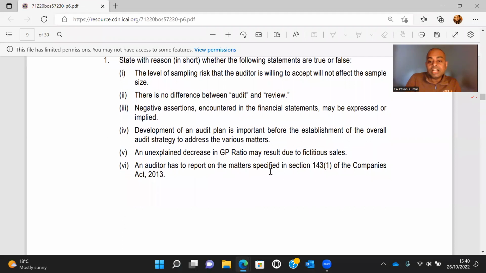An auditor has to report on put a star mark, put a star mark, put a star mark. 6th point is a star mark. Important question: an auditor has to report on the matter specified in section 143, subsection 1 of the Companies Act.